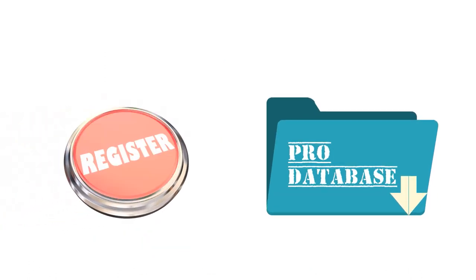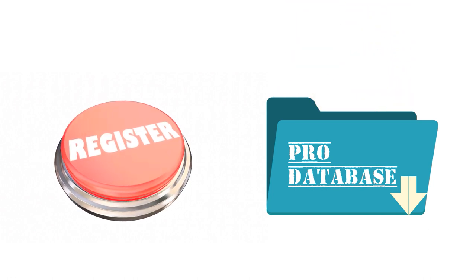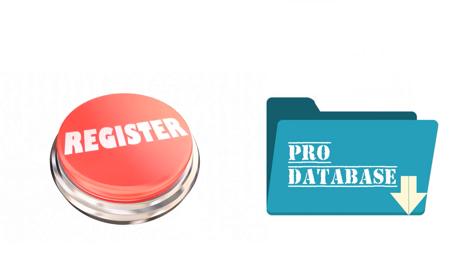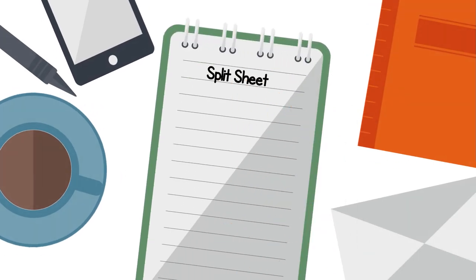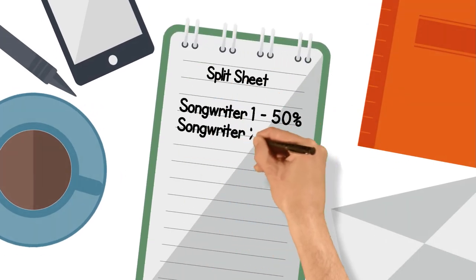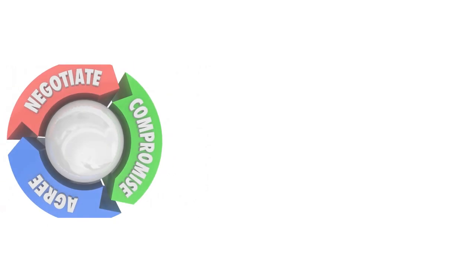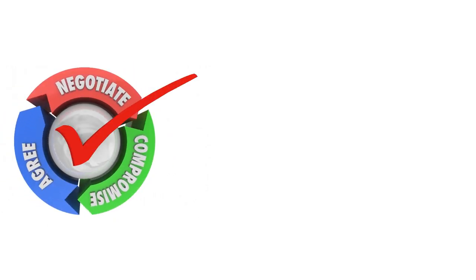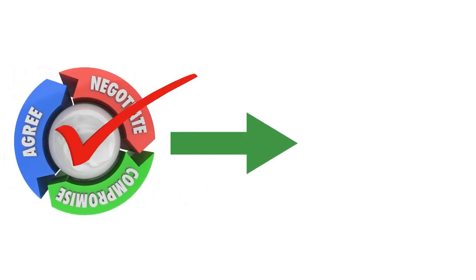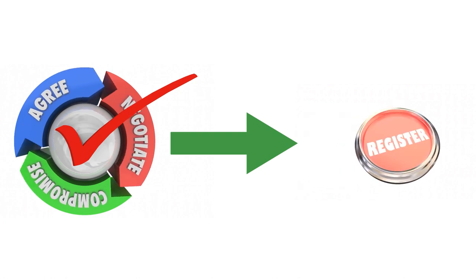Every song or composition should be registered into the PRO database that the composer is a member of. If there are multiple writers, the PROs allow the user to enter credits for multiple writers and to assign percentages to each writer. All individuals involved in writing or producing a song should agree upon the percentage to each party before registering the work. It's best to keep that agreement in writing as a split sheet.